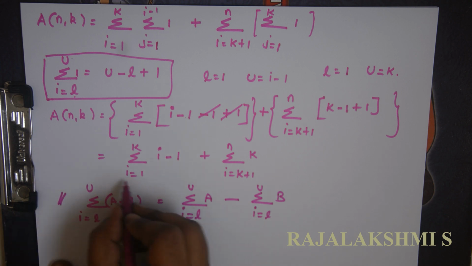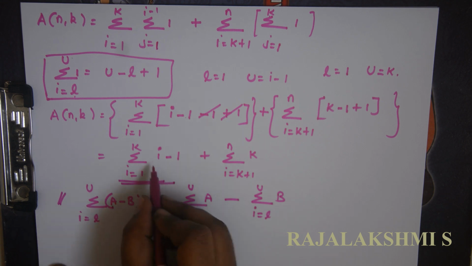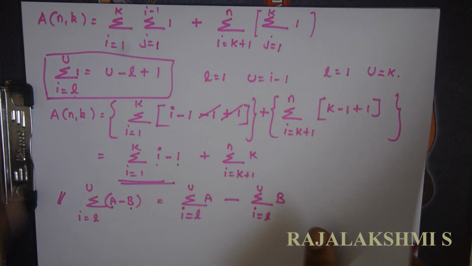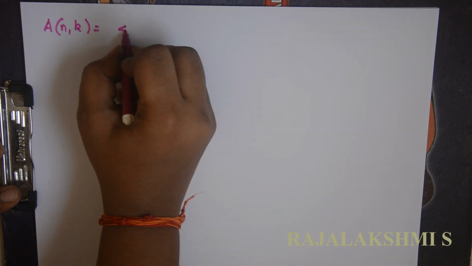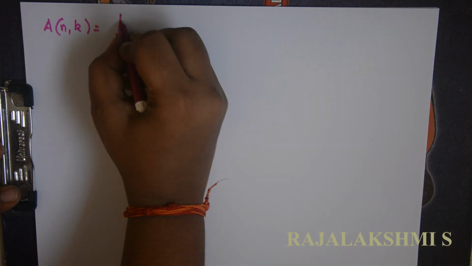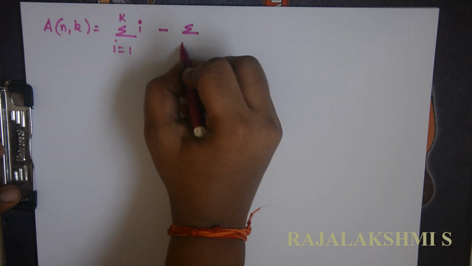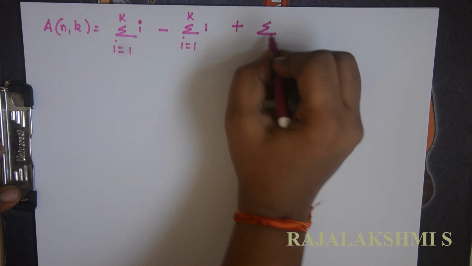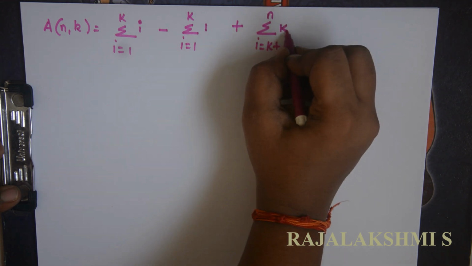So in this way we can expand this one, right? Here, instead of A we are having I and instead of B we are having 1. So this can be expanded as A of N comma K is equal to summation I is equal to 1 to K, it is I, minus summation I is equal to 1 to K, it is 1, plus summation I is equal to K plus 1 to N in the range K.